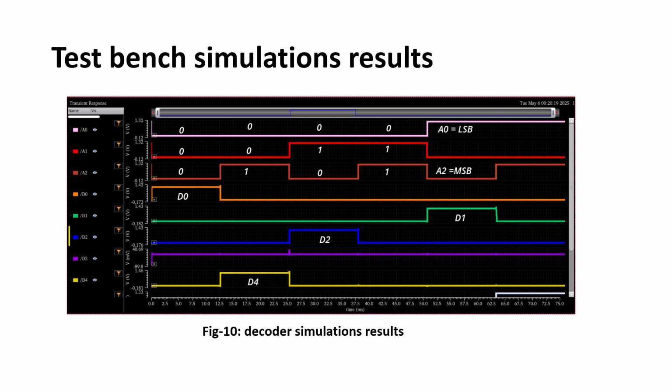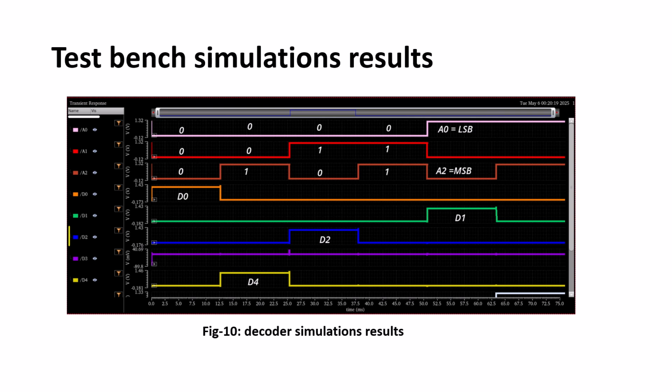As it is a 3 cross 8 decoder, there will be 3 inputs. So we have considered them as inputs, and here we can see that if you take the combination of 0 0 0, then your D0 will be high, and if you take 0 0 1, then your D4 bit will be high, and similarly if you take 0 1 0, then D2 will be high. So this is the result of the test bench simulations of the decoder.